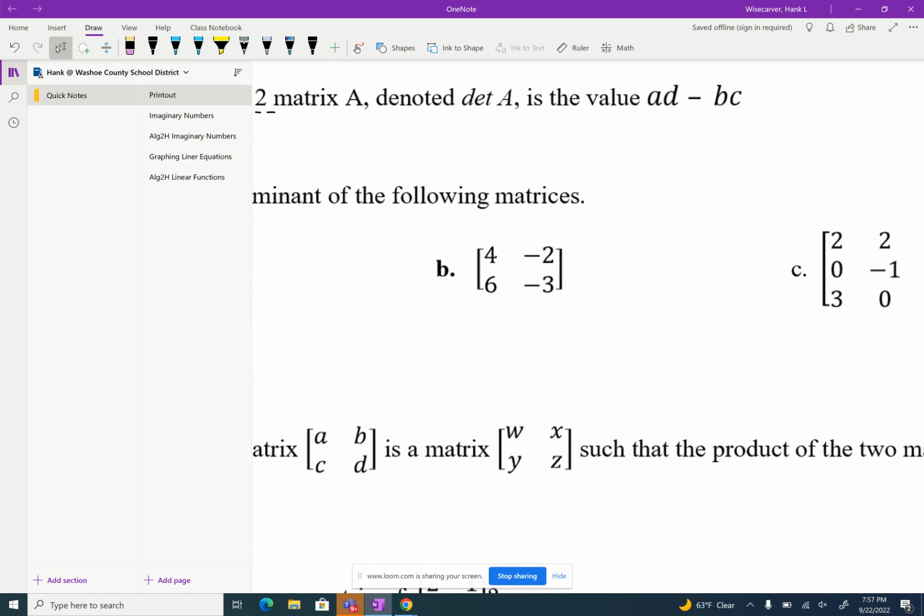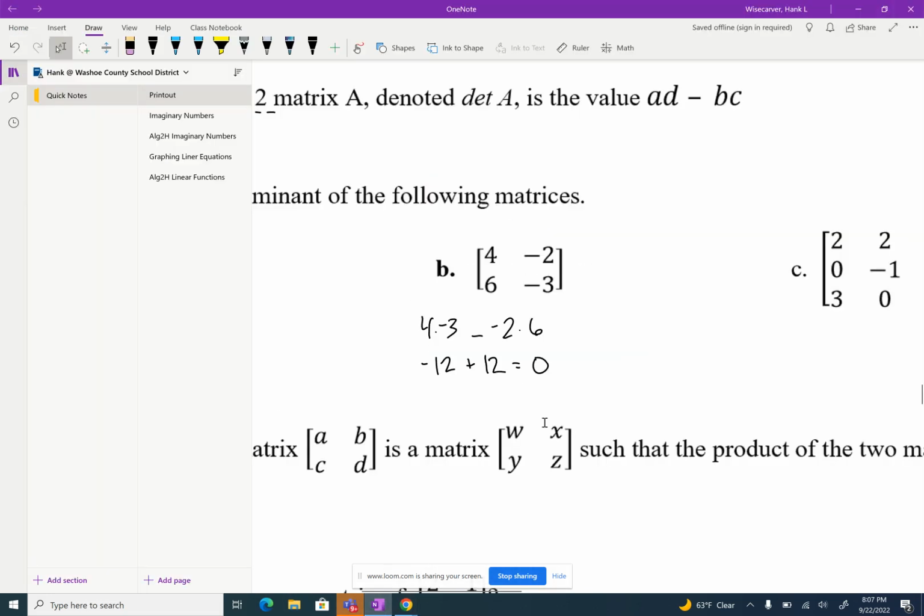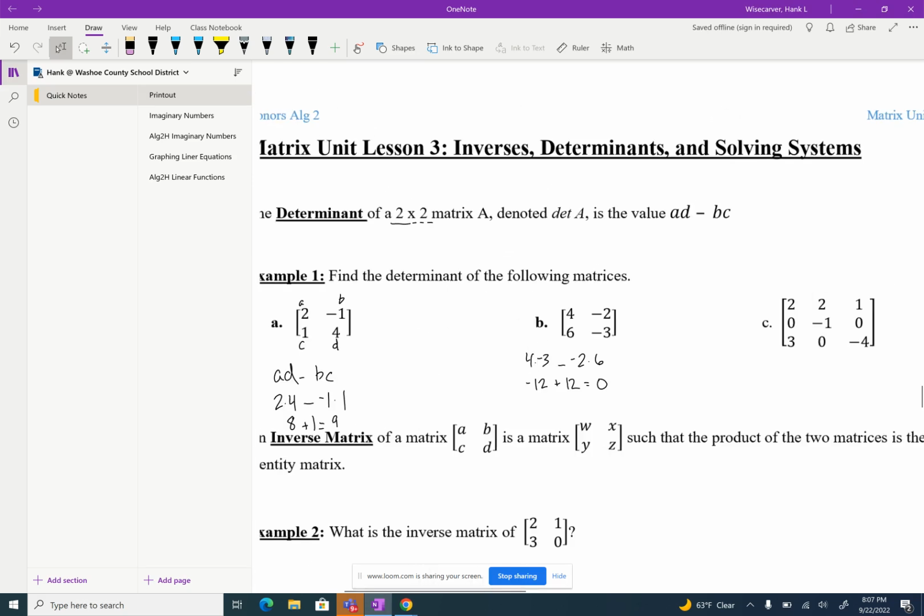The next one, we've got 4 times negative 3 minus negative 2 times 6. So this is going to give us negative 12 plus positive 12, which is 0. When the determinant is 0, that's going to come into play later. It's a special example, but we'll talk about that in a minute.